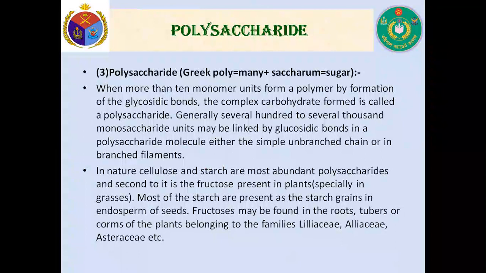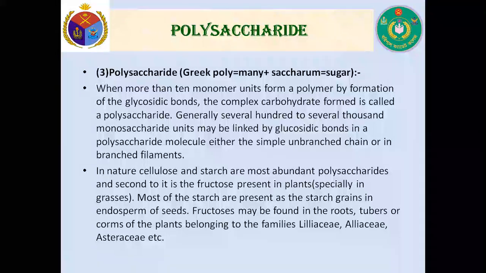It means many sugars. When more than 10 monomer units form a polymer by formation of glycosidic bonds, the complex carbohydrate formed is called a polysaccharide. Generally, several hundred to several thousand monosaccharide units may be linked by glycosidic bonds in a polysaccharide molecule, either in a simple unbranched chain or in branched filaments.